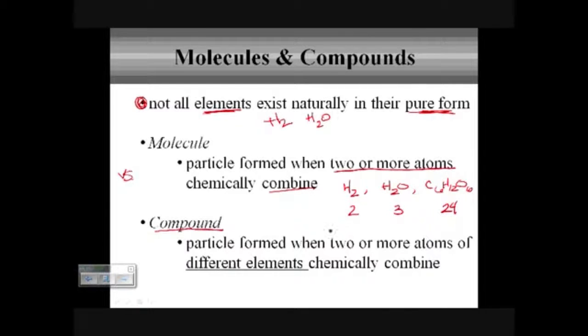Versus a compound. In a compound, what we're really looking at is that it has to be different elements combined. So what we need to notice here is that water can be a compound and glucose can be a compound. But we can no longer look at a hydrogen molecule as an example of a compound, because it needs to be different elements, and pure hydrogen is not 2 or more different elements combined. So basically, molecules can be compounds, but not all compounds can be molecules.